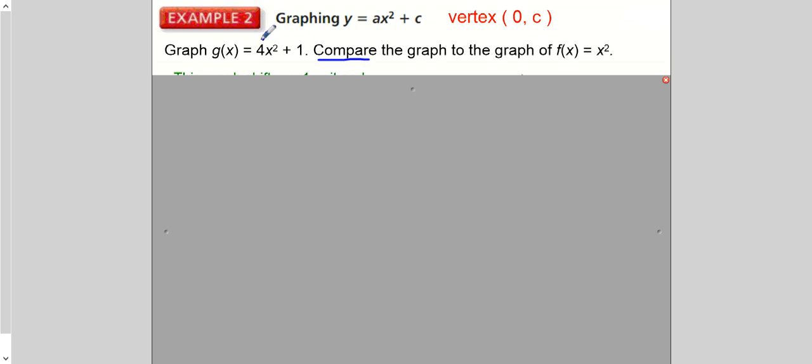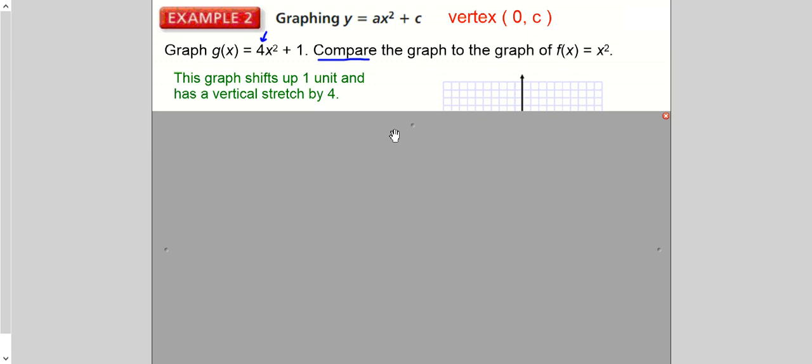So, multiplying by a number, do you remember from our previous lesson? Multiplying by a number gives us a vertical stretch. When that number is bigger than 1, it's a vertical stretch. If this number was between 0 and 1, then it would be a vertical shrink. And then plus 1 is going to make our graph shift which way? Yes, up. Good. So the graph shifts up 1 and has a vertical stretch by 4.